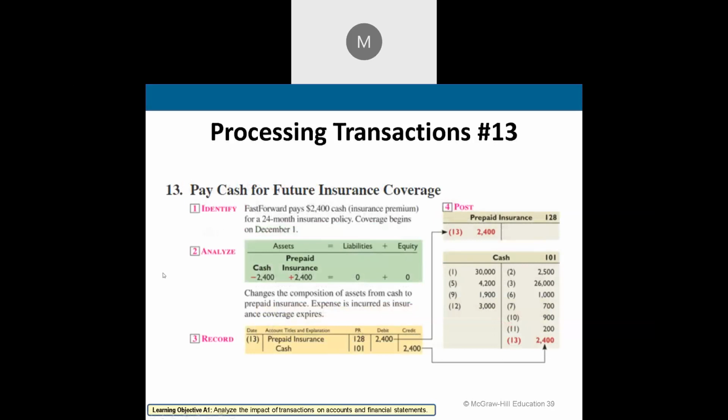Talk more about those soon. Another example. One of my favorites. We're going to pay cash for the future insurance coverage. People like me, I pay my insurance for the whole year in advance. Okay? Because I get a discount. Otherwise, I wouldn't do it. You get a discount. Pay a whole year in advance. That's cool.